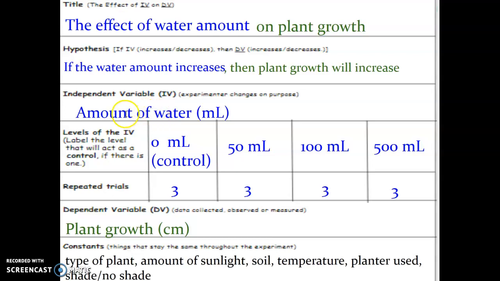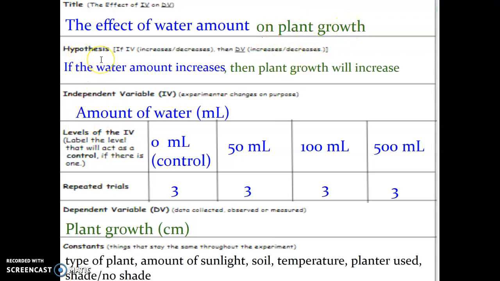So if we look at title, the title will be formatted in this way: the effect of whatever the independent variable is on whatever the dependent variable is. So our title here is the effect of water amount on plant growth.